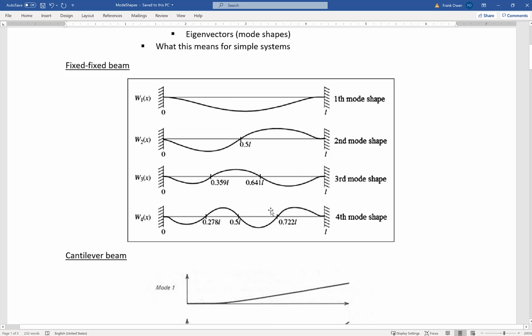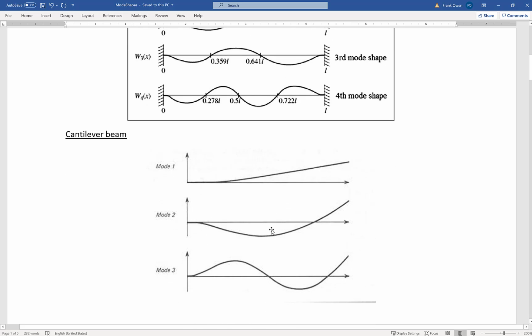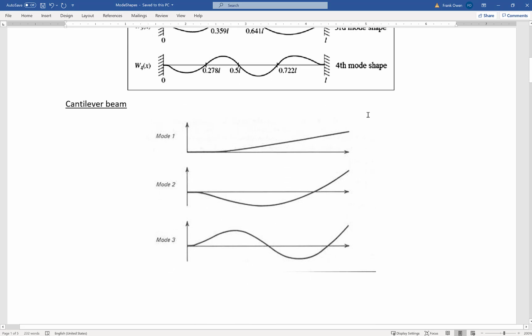Generally, when you have forced systems, you try to design them so that they're away from their modal frequencies, and you're not going to excite those frequencies when the thing is in operation. All right, so this is a fixed beam as I've shown. Here's a cantilever beam, and the same type of principle applies.